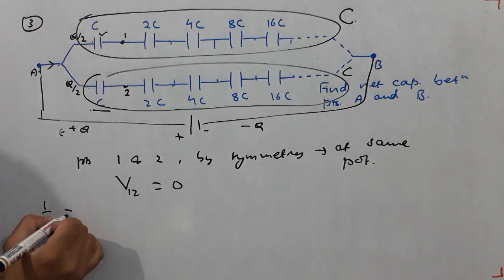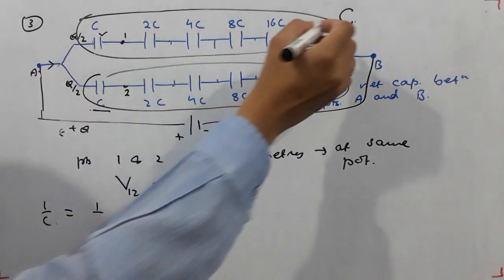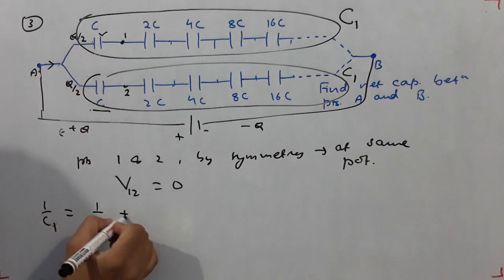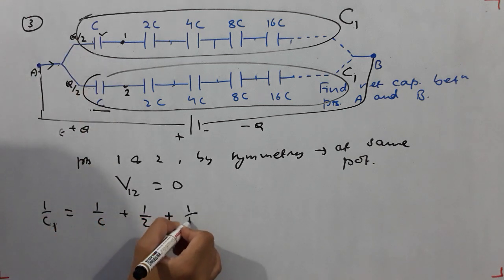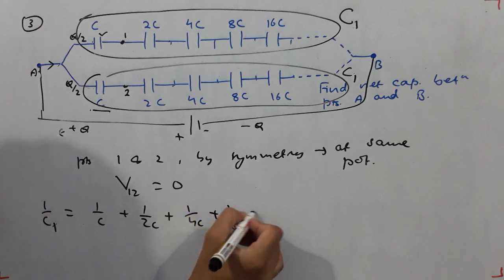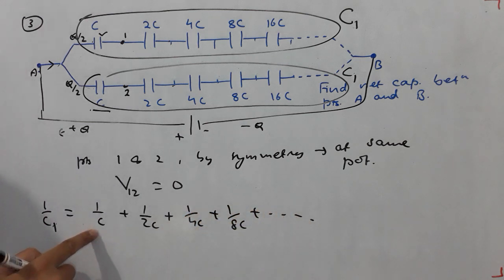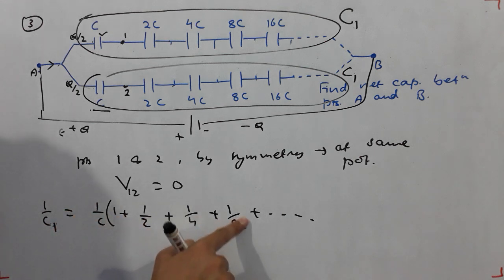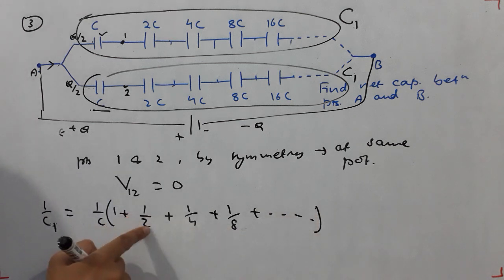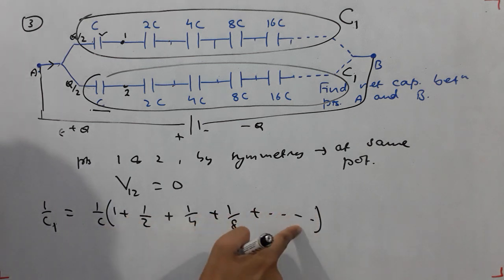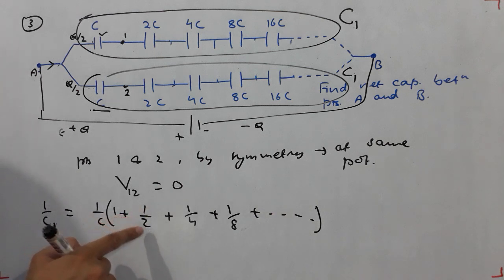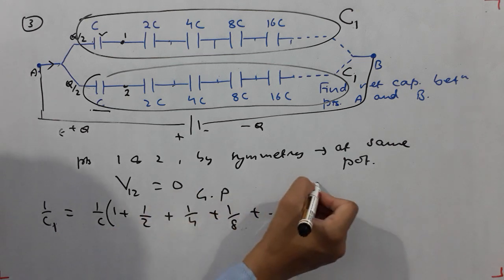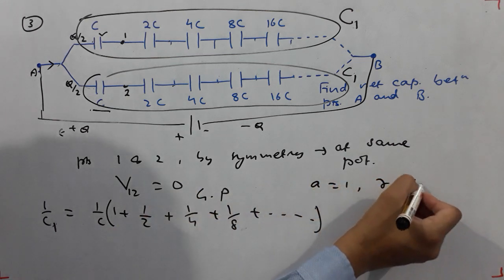So 1 by C, I can't write C, actually I should write C1 only. So 1 by C1 is equal to 1 by C plus 1 by 2C plus 1 by 4C plus 1 by 8C and so on. So 1 by C I can take common. So 1 plus half plus 1/4 plus 1 by 8 plus so on. Now this series, you can see, is an infinite series and it has a common ratio half and the first term is 1. So this is a geometric progression.